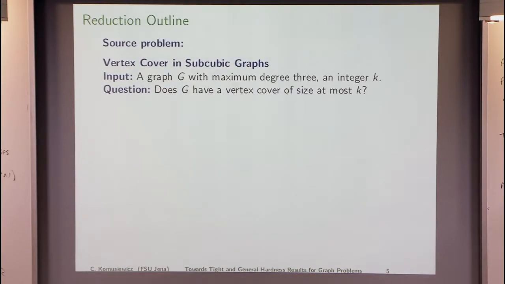So what does the reduction look like? The reduction is from vertex cover. We can assume that it's from vertex cover in subcubic graphs. It's not really important. So we're given a graph and we want to know, can we delete at most k vertices such that what remains is an independent set.